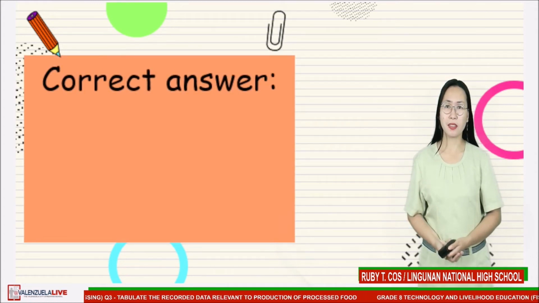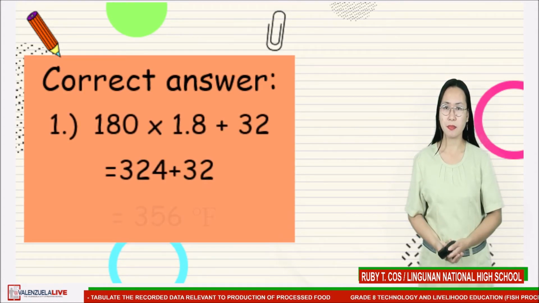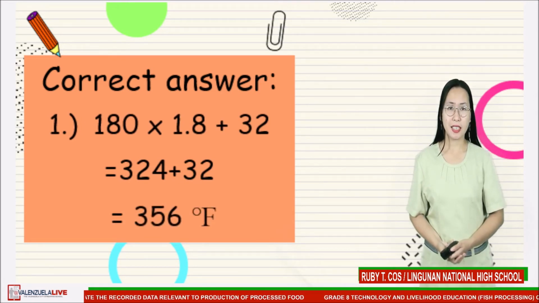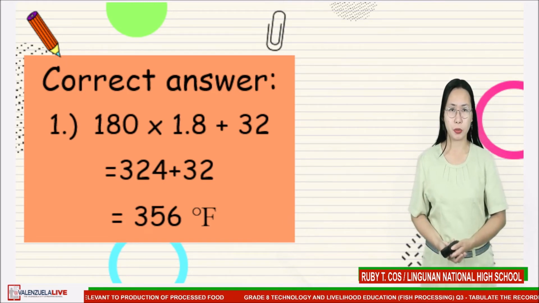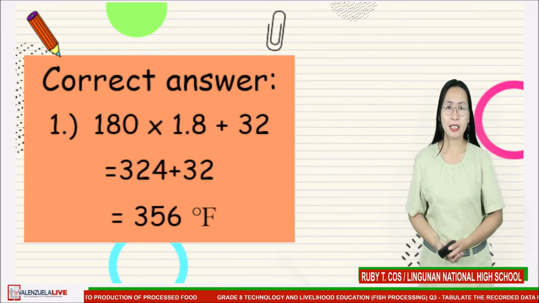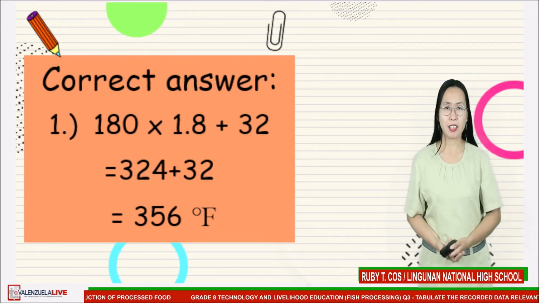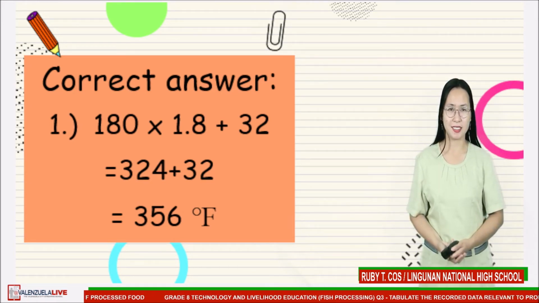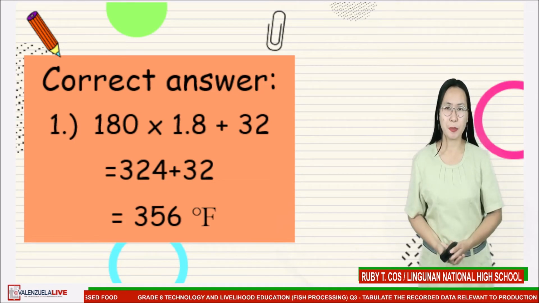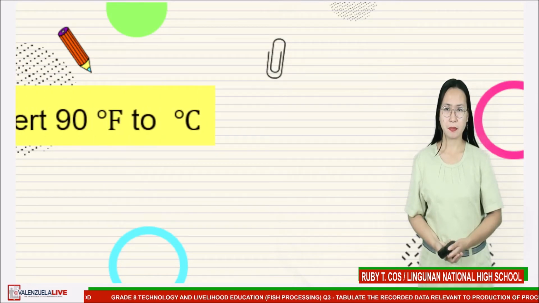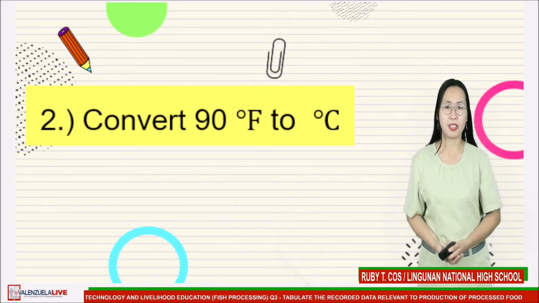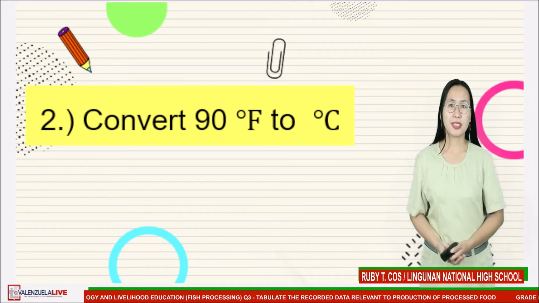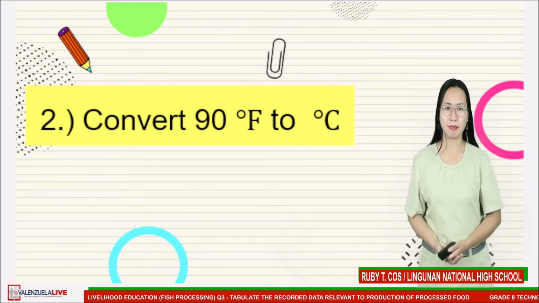For number 1, the correct answer is 180 times 1.8 plus 32, which is equal to 324 plus 32. Then the final answer is 356 degrees Fahrenheit. For the next number, convert 90 degrees Fahrenheit to degrees Celsius. Your time starts now.